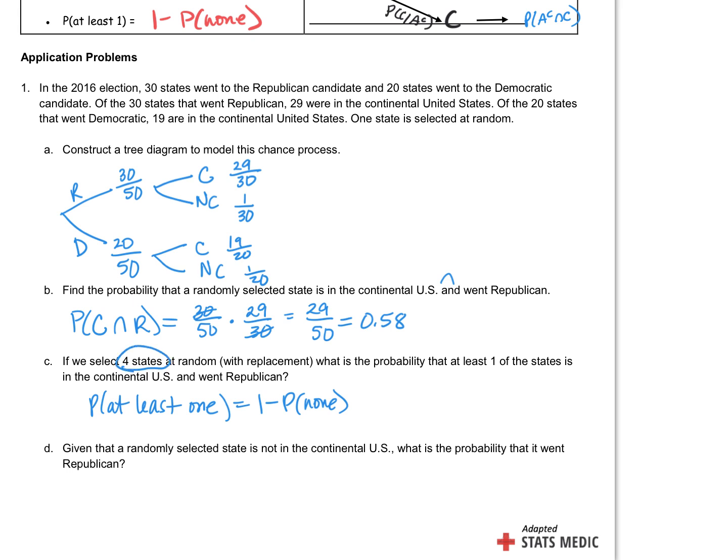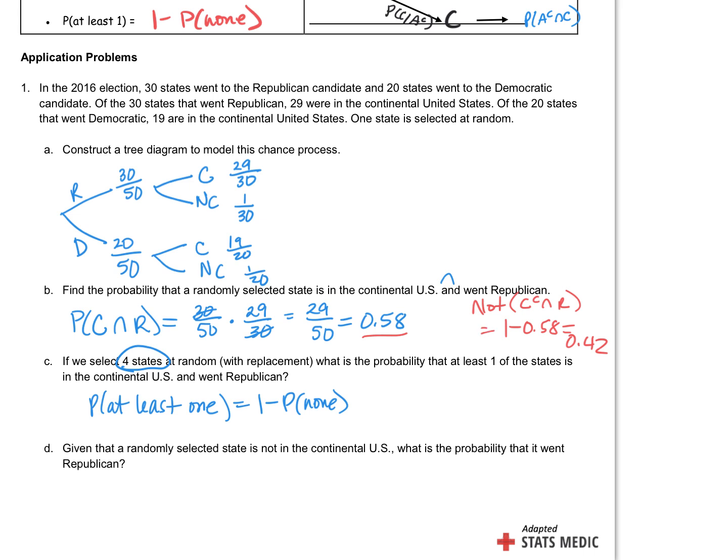Okay, so we're talking about 4 states at random. So we found up here that the probability that they were in the continental U.S. and Republican is 0.58, right? So then what's the probability that they were not in the continental U.S. and Republican? Yeah, it's just 1 minus this, which gives me 0.42. That makes sense? Not continental and Republican.